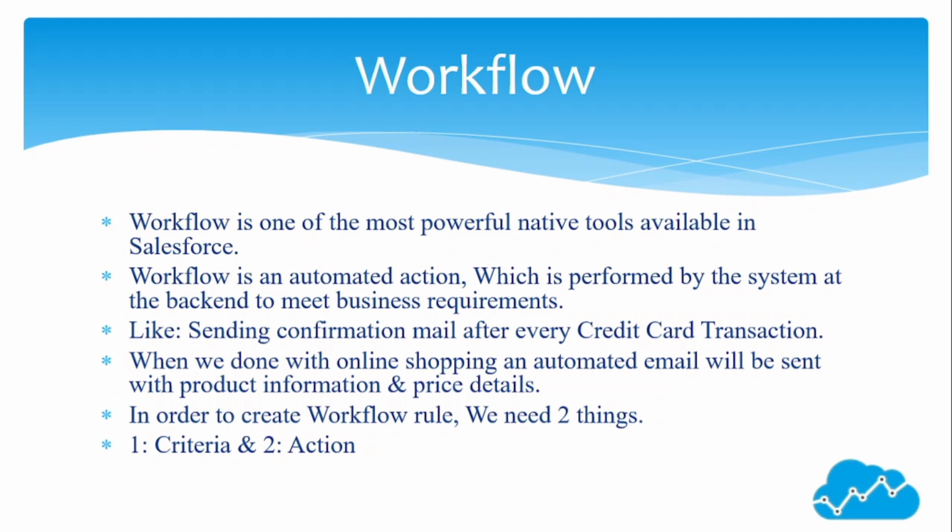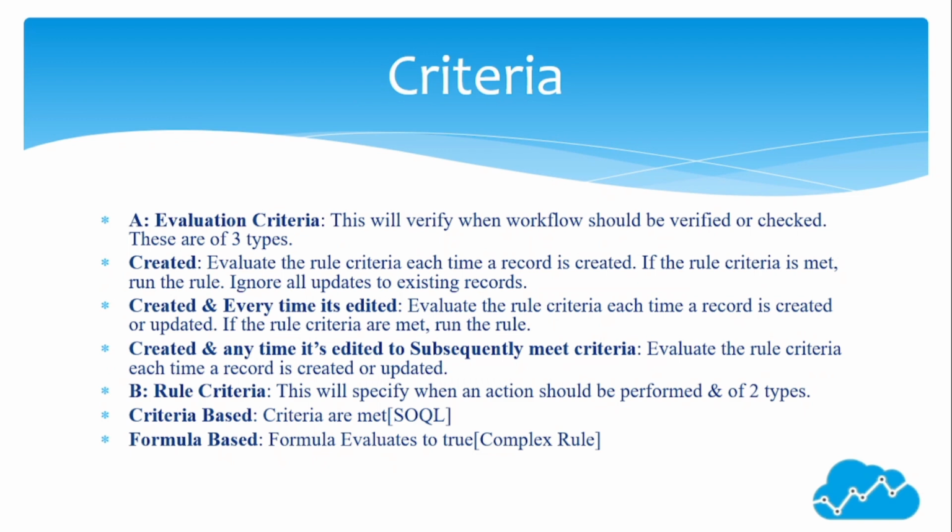In order to create a workflow rule, we need two things: criteria and action. Evaluation criteria will verify when the workflow should be checked. These are of three types. Created: evaluate the rule criteria each time a record is created. If the rule criteria is met, run the rule. Ignore all updates to existing records.